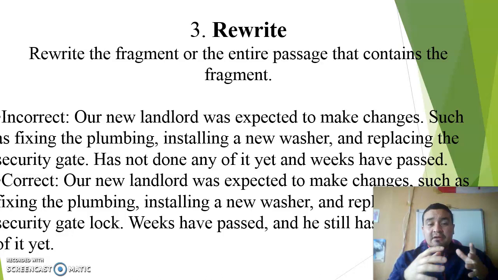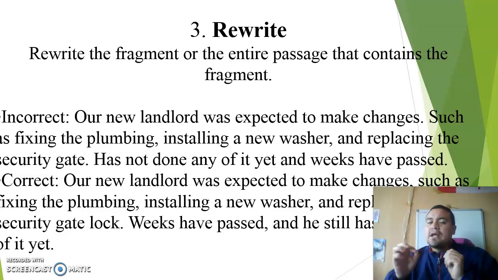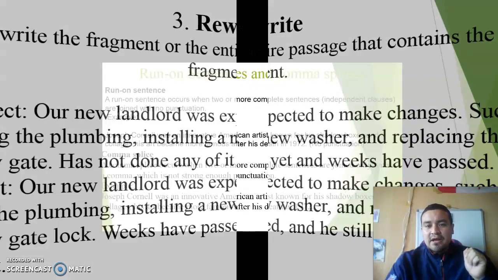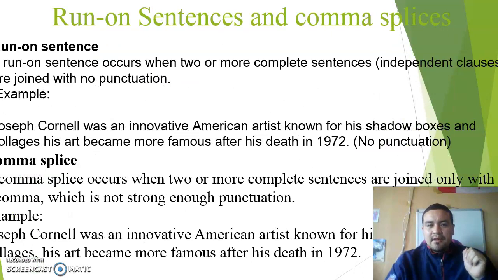So we have to rewrite our sentence like this: Our new landlord was expected to make changes, such as fixing the plumbing, installing a new washer, and replacing the security gate lock. Weeks have passed, and he still has not done any of it. As you can see, the paragraph looks much better, the sentence looks much clearer, the meaning sounds better, and it looks much more elegant overall.